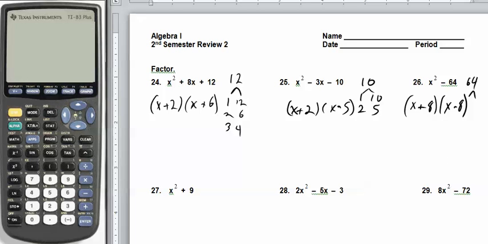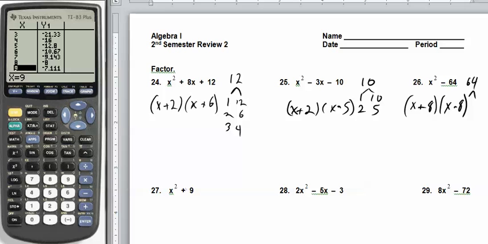If I didn't remember that rule, and I went negative 64 divided by x, I'm looking for ones that add up to 0. So 8 and negative 8 equals 0. So it would be 8 and negative 8.